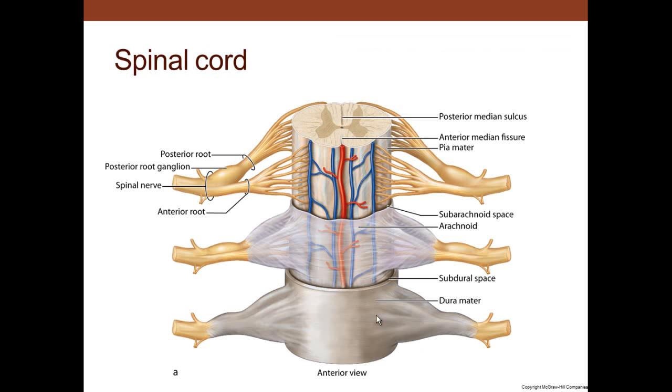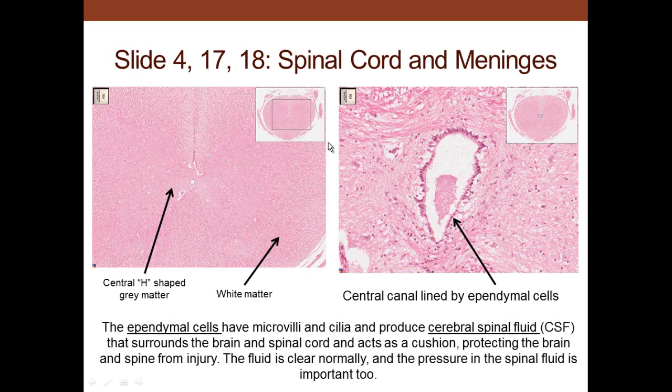Now, the spinal cord has different covers. It has the dura mater, the main covering on the outside, and then a subdural space in between, and the arachnoid, and the subarachnoid space. Then you can see the spinal nerves coming out through there, the anterior root and posterior root coming out from the spinal cord itself.